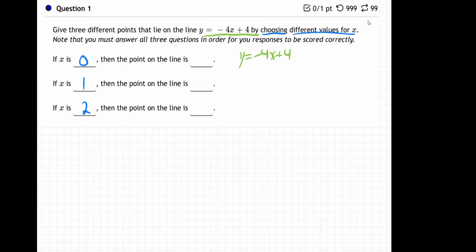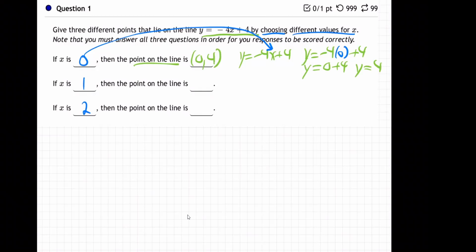And then I'm just going to plug them in. So y equals minus 4 times 0 plus 4. Does that make sense? I just plugged in the 0 right there. And so what does y equal? That's going to be 0 plus 4, so y equals 4. Okay, now here's the tricky part though. They want a point on the line. How do you say that point? You say (0, 4) with parentheses and commas like that. Is that making sense? That's a little tricky.